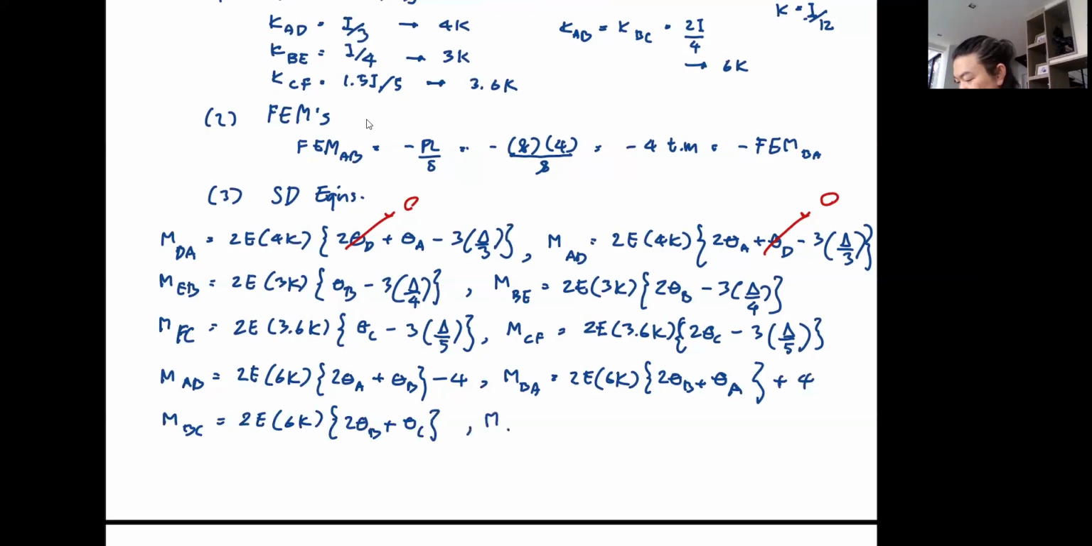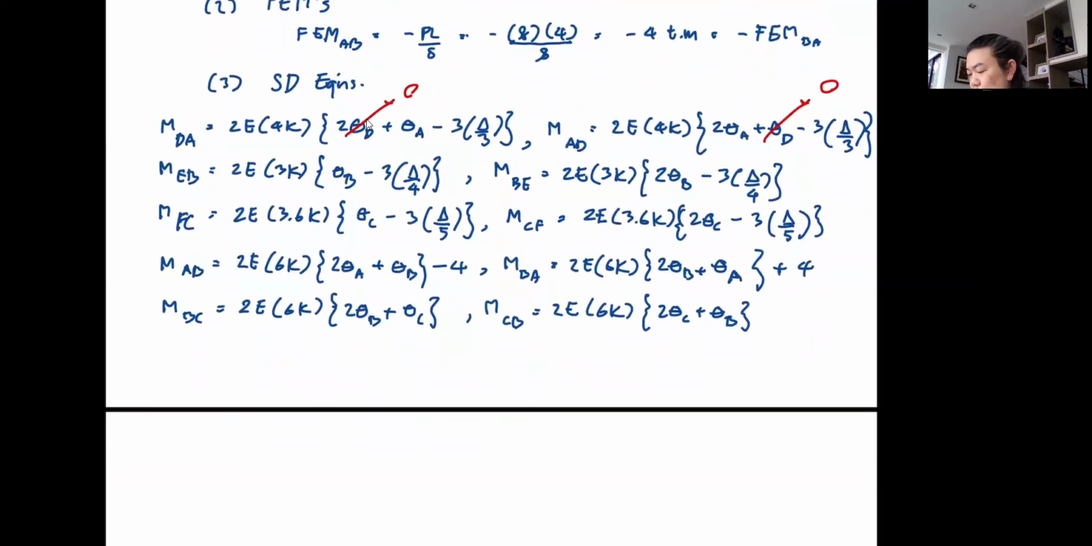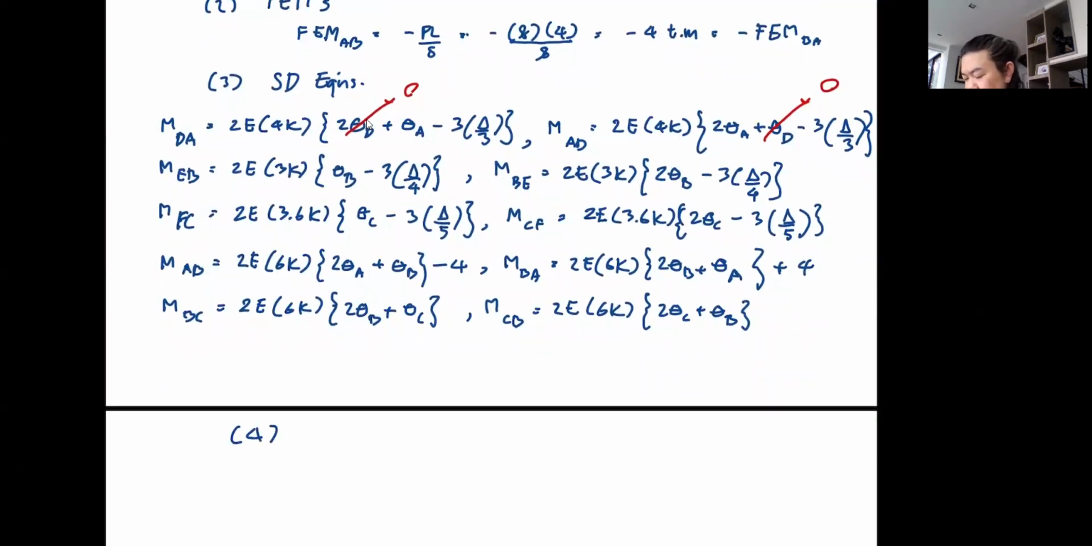And then MCB, 2E 6K 2 theta C plus theta B. All right. So now it's going to be quite a mess. I don't think it's a good idea to try to track the mathematical endeavor here. So let me try to go over this as quickly as possible.